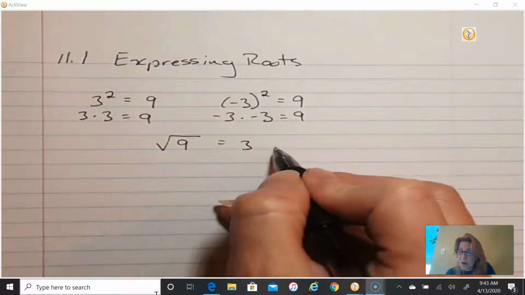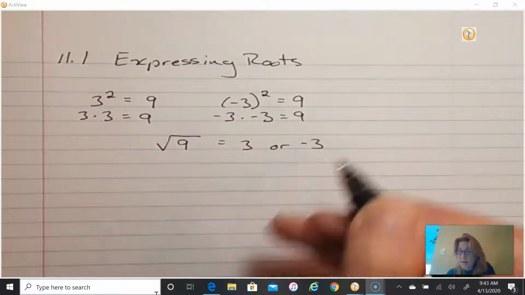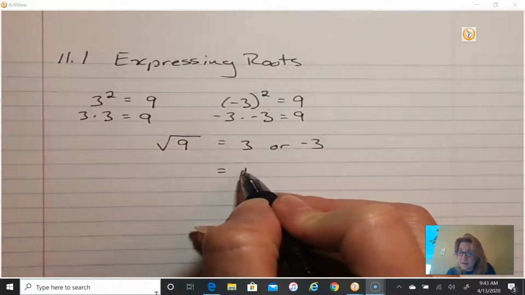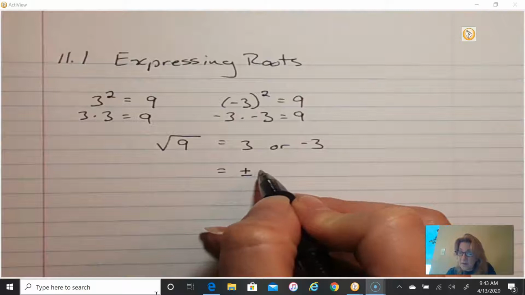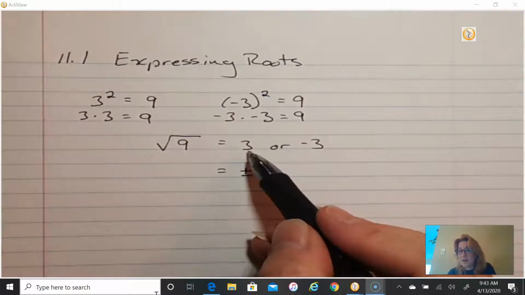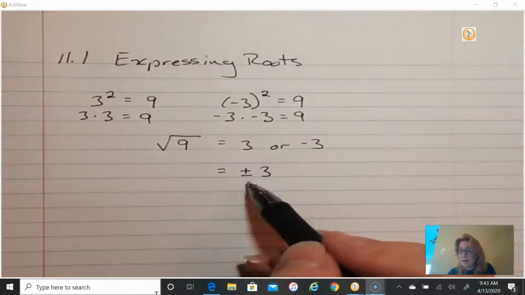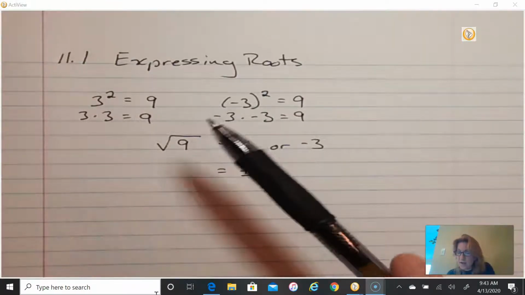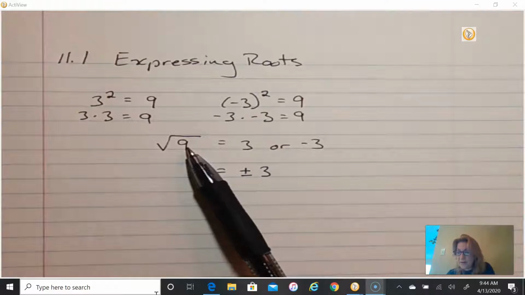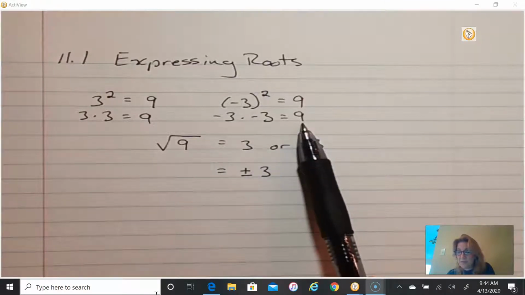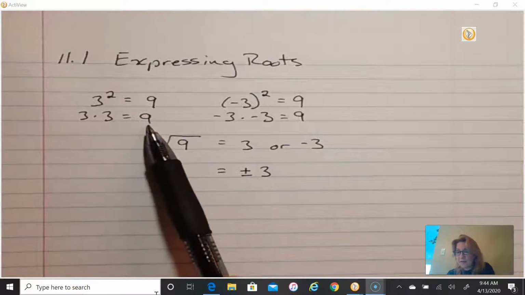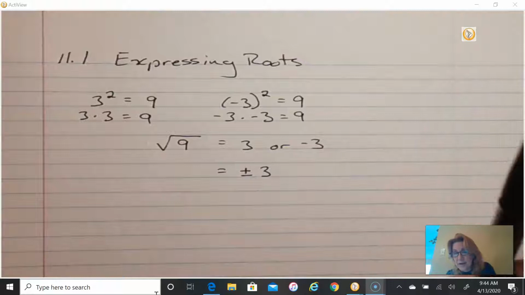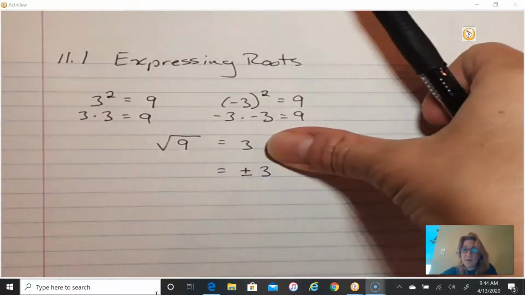It could be 3 or -3. And it's expressed or written plus or minus 3. Because it's positive 3 or -3. Okay, so look and see what I'm saying. I could do -3 times -3 gives you a positive 9. 3 times 3 gives you a positive 9. See how that works?